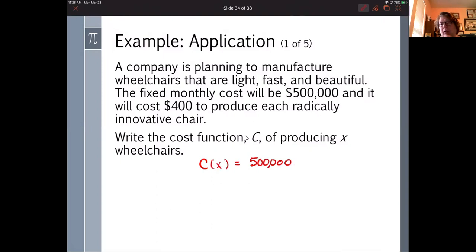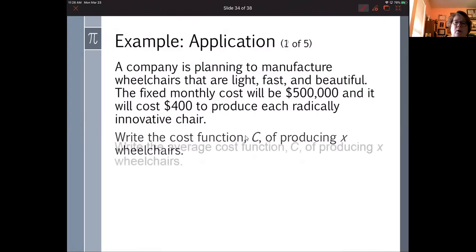But each wheelchair costs money to produce. Materials, again, maybe to pay our employees, someone to put these things together, whatever it costs, each one of those costs us money to manufacture. Each one of them costs us $400 to manufacture. So our variable cost is going to be 400 times the number of these things that we make, which would be 400x. So our cost function is 500,000 plus 400x.